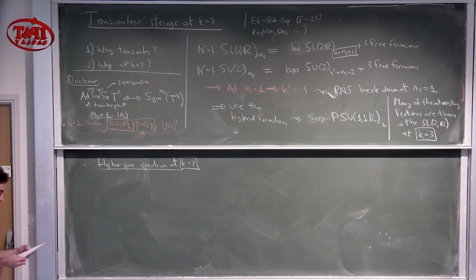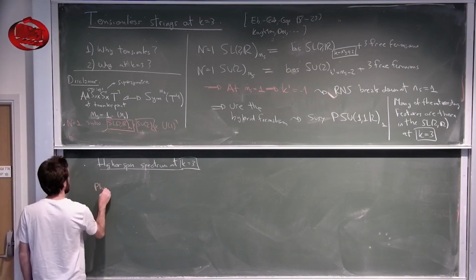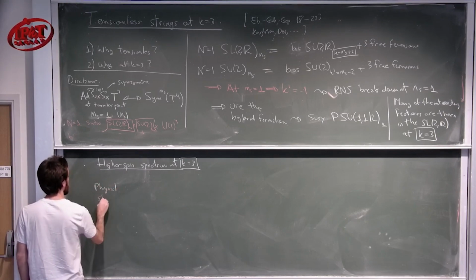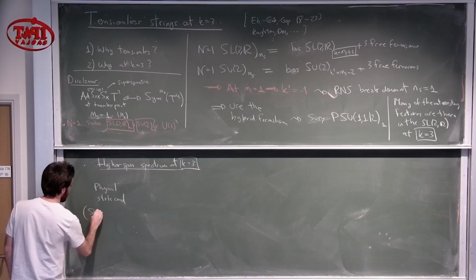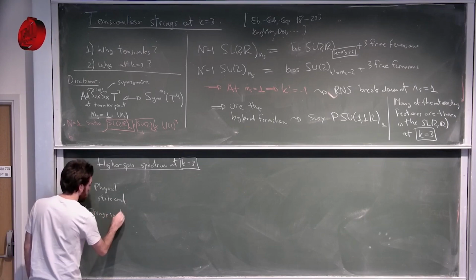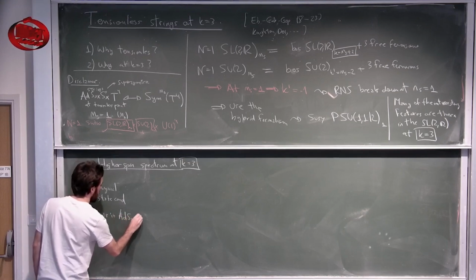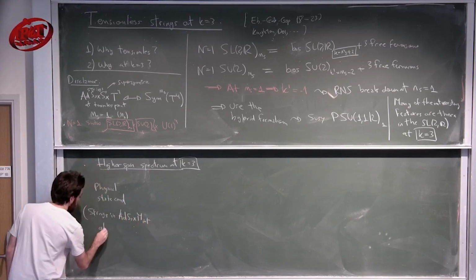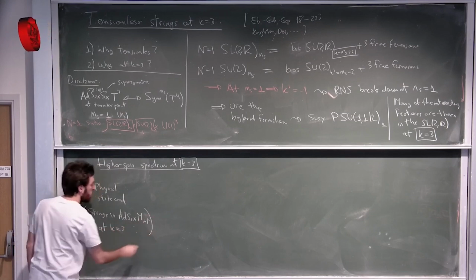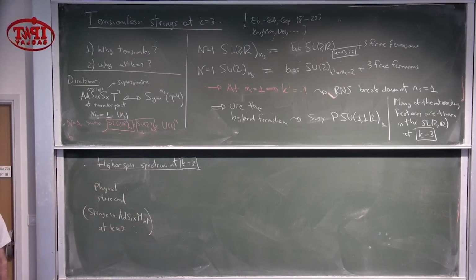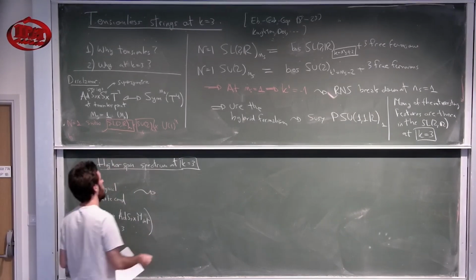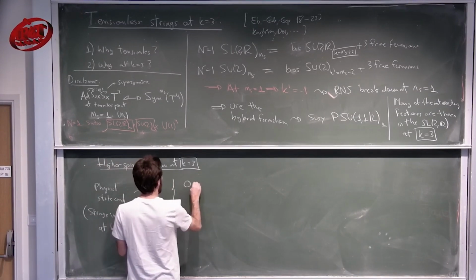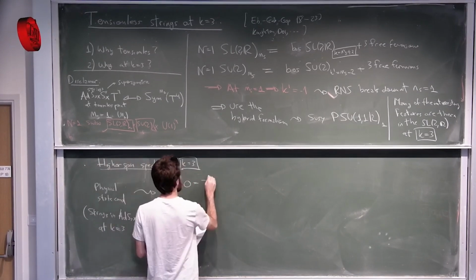So let me remind you, first of all, what the physical state conditions are. For the bosonic strings in AdS3 cross some internal manifold at k equals 3, the physical state conditions we already wrote at some point. These are just the Virasoro constraints. And they look like this. There's one on the holomorphic side and one on the anti-holomorphic side.